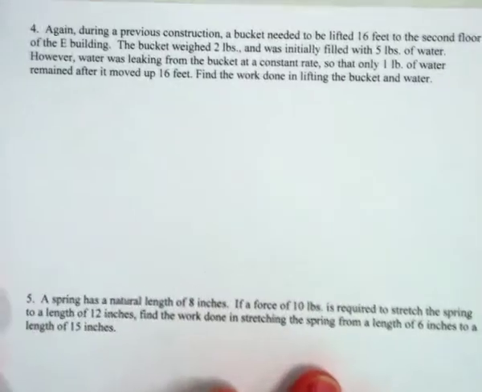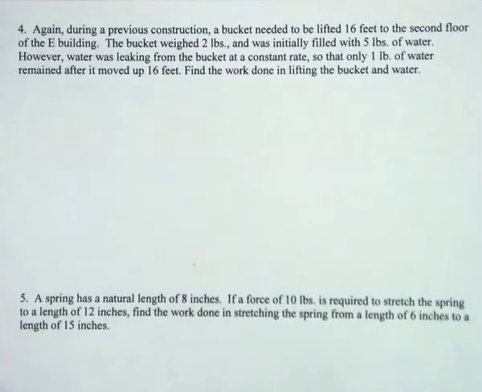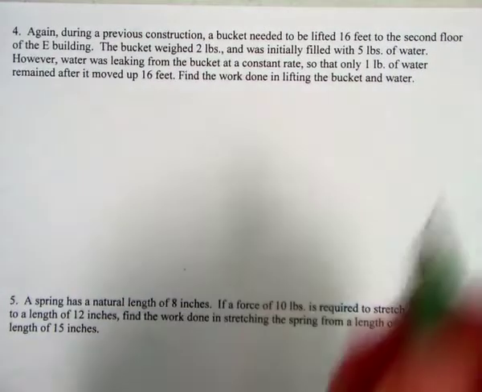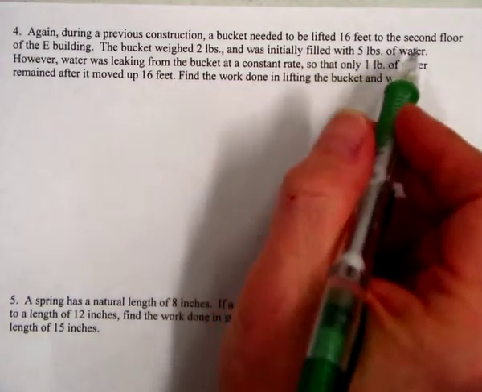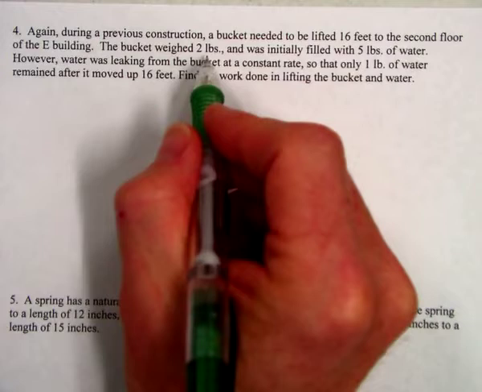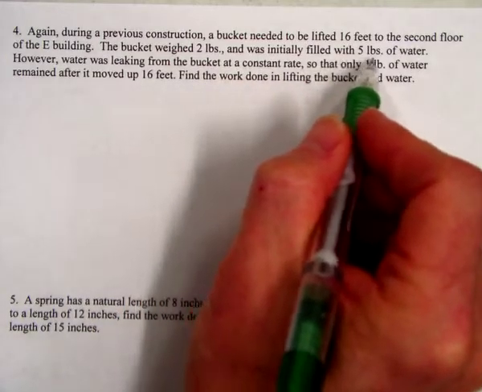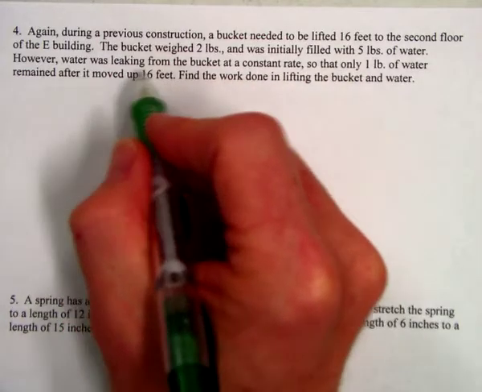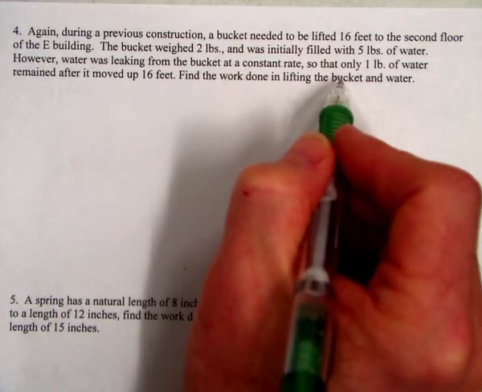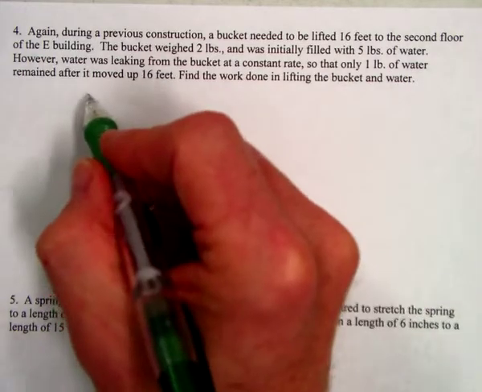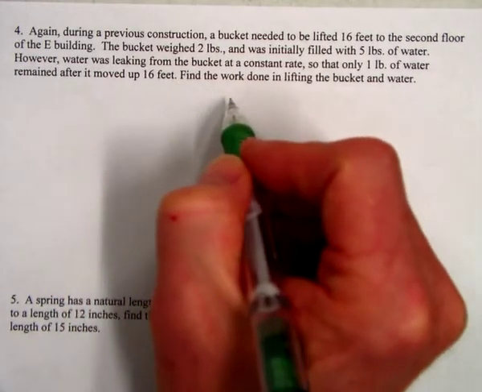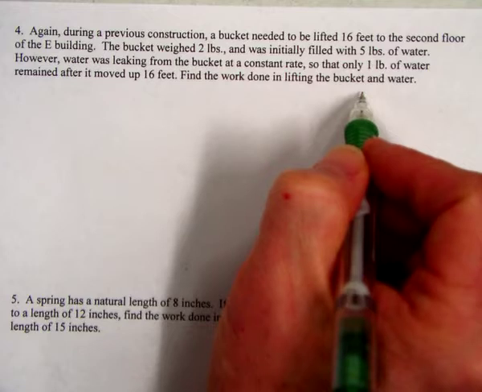All right, again, there's always construction going on. So a bucket needed to be lifted 16 feet to the second floor of the E building. The bucket weighed 2 pounds and was initially filled with 5 pounds of water. However, water was leaking from the bucket at a constant rate so that only 1 pound of water remained after it moved up 16 feet. Find the work done lifting the bucket and the water.